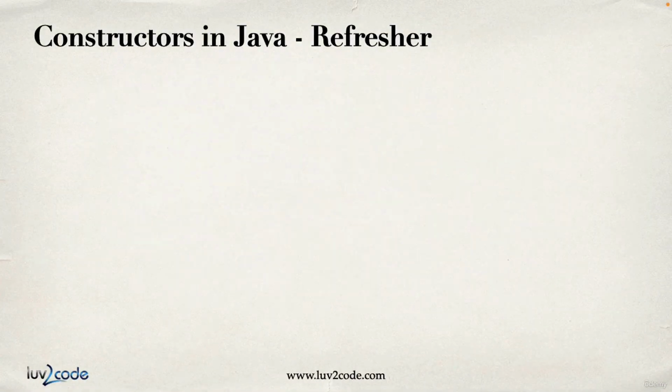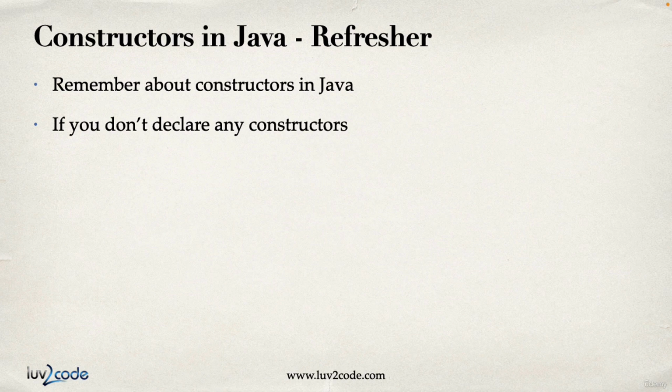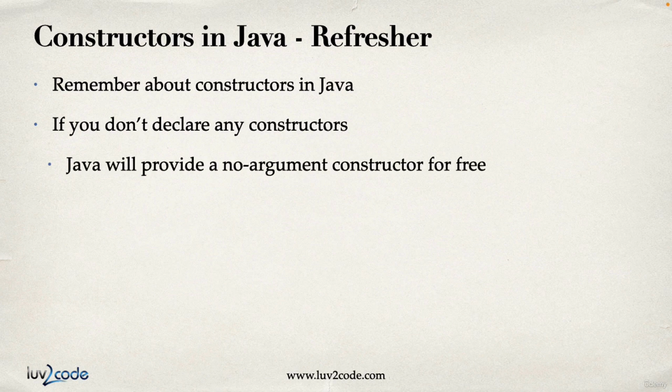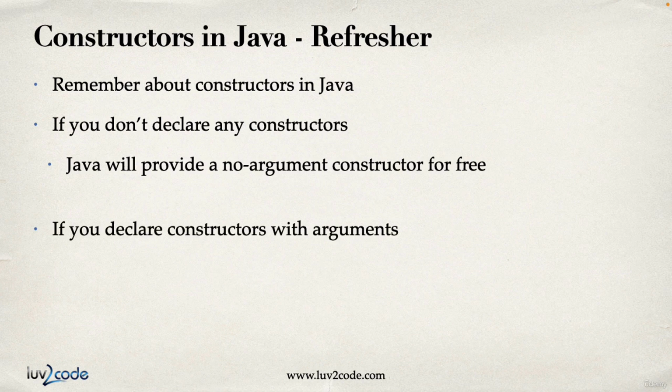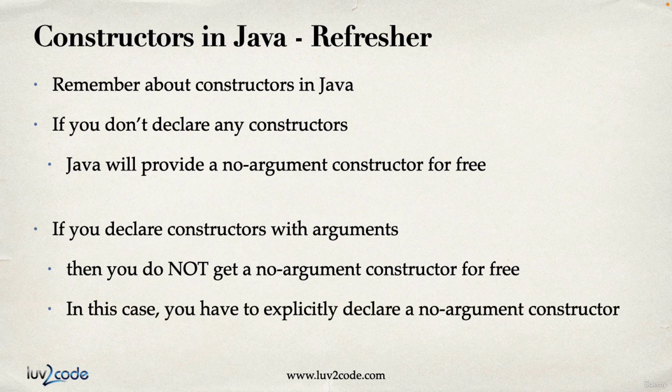Now just a quick refresher on constructors in Java. Remember, if you don't declare any constructors, then Java will provide a no-argument constructor for free. However, if you declare constructors with arguments in your class, then you do not get a no-argument constructor for free. In this case, you have to explicitly declare a no-argument constructor. So be aware of that, and I'll go through examples of the coding for this in this course.